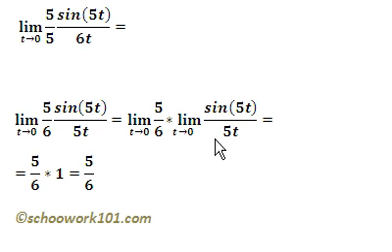We talked about this just previously, how sine x over x as x approaches 0, that limit is equal to 1. Well, this is just the same thing. Don't get confused by this 5, as long as there's a 5 down here and t is going to 0. So this limit is equal to 5/6 times, and of course this limit here is equal to 1, and 5/6 times 1 is 5/6.